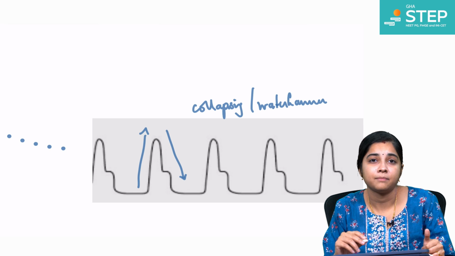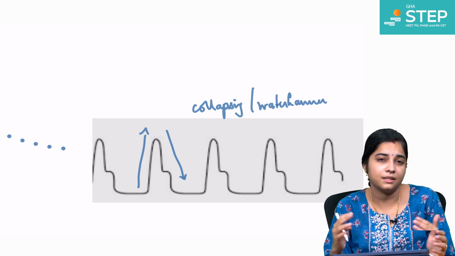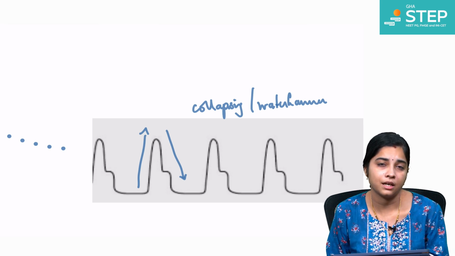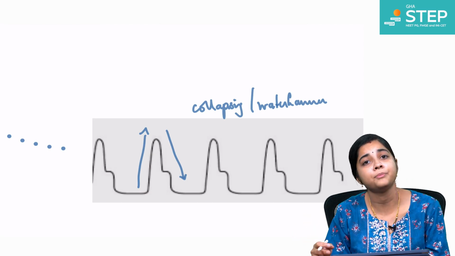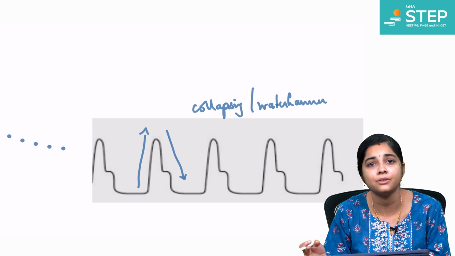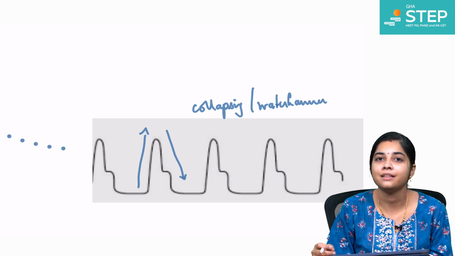So where is this collapsing pulse or water hammer pulse seen? It is seen in the majority of the high cardiac output states, right? So it can be seen in anemia, it can be seen in high output cardiac failure, very thyrotoxicosis. It can also be seen in VSD.